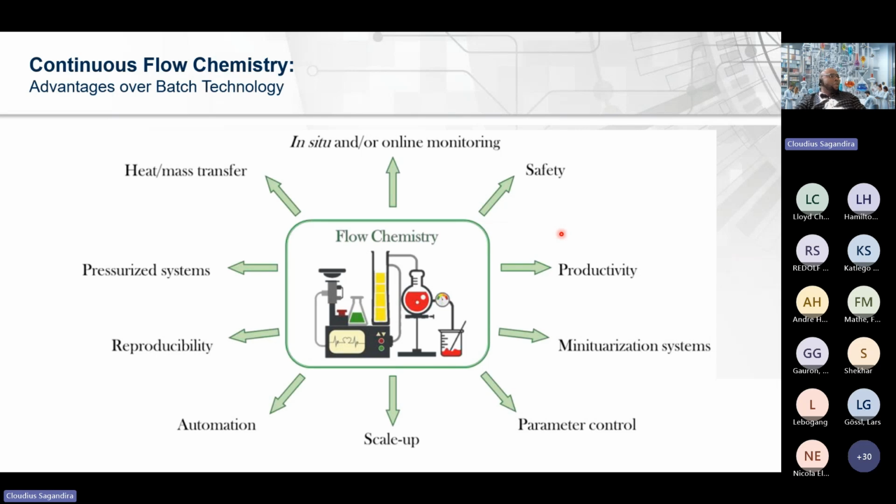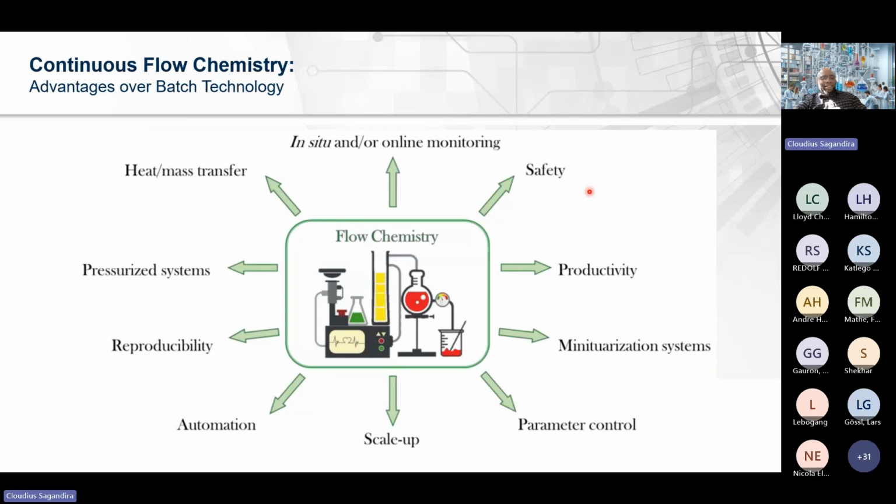And what are the advantages of flow over batch? There are so many advantages I can talk about, but I'll just try to go through a few of them. I've just highlighted the importance of in situ or online monitoring, where you can see that your reaction is not doing well in real time and you stop it. You don't need to wait for 3 hours to know that you're not forming what you are supposed to form, or you're forming a lot of byproducts. We talk of safety. It's a huge, huge plus of using this technology.